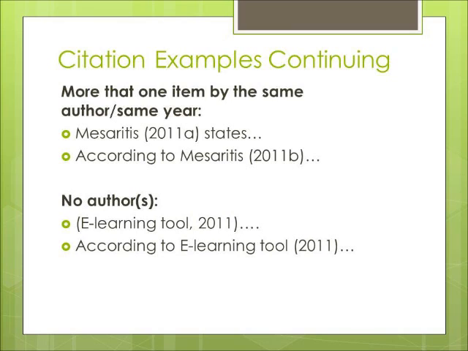Continuing, there are some sources that do not have an author. In such a situation, we use the same principles as all the previous examples, but instead of the surname of the author, we include the title of the document.